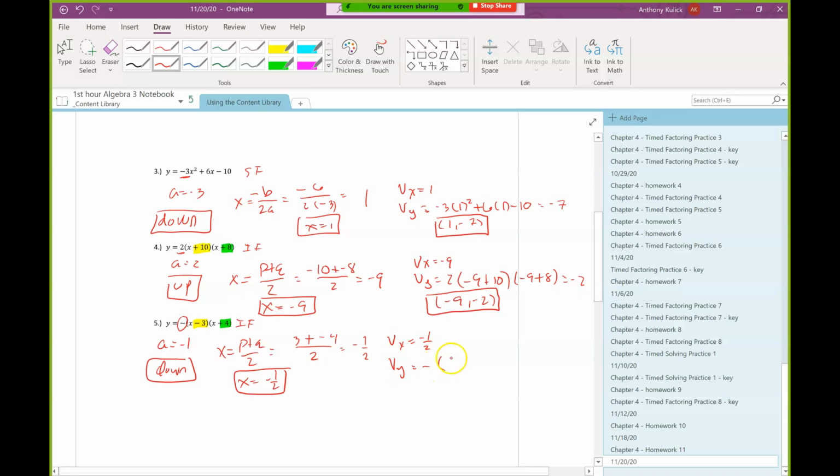And then we get the y-coordinate by plugging that in. So negative 1/2 minus 3 is negative 3.5, and negative 1/2 plus 4 is positive 3.5. Negative 3.5 times positive 3.5 is 12.25, and then we still have that extra negative sign there. So that's negative 12.25. So we have negative 1/2, negative 12.25.